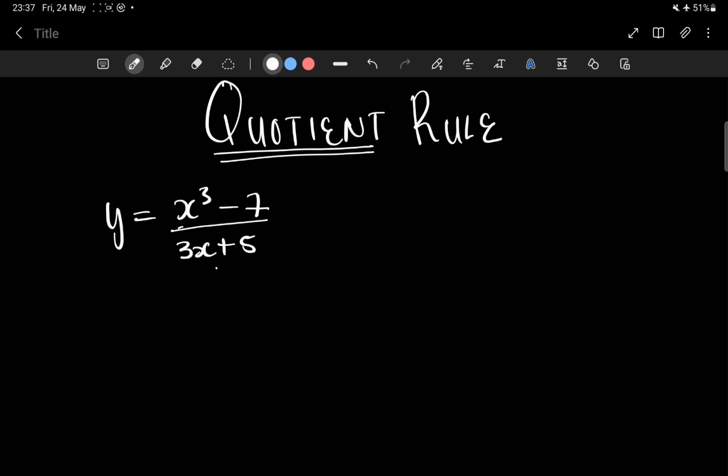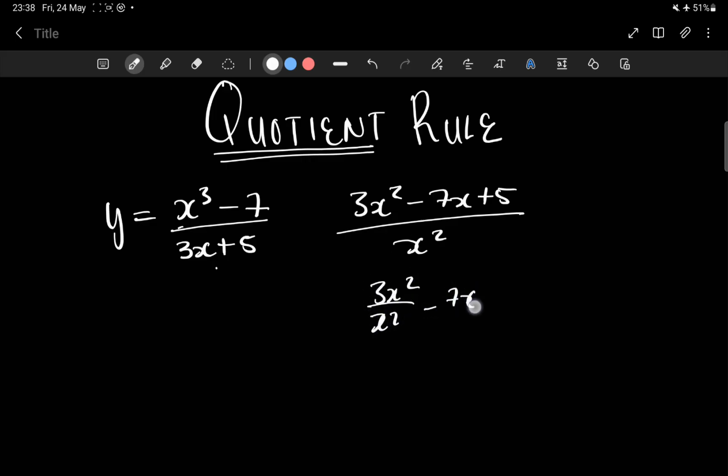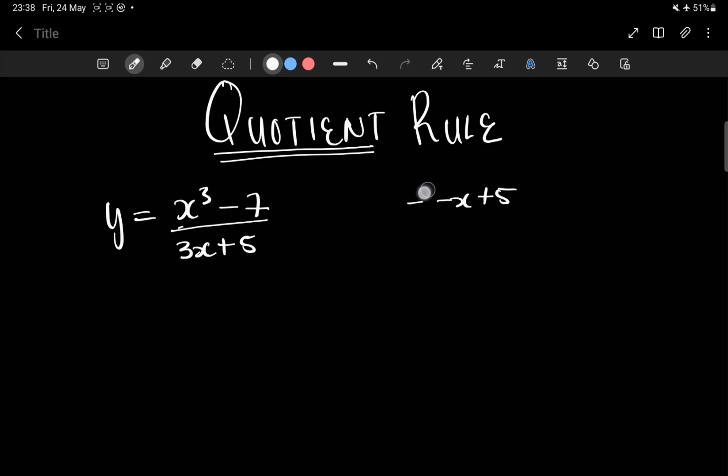It's different from what we saw in the very first example, where you had 3x squared minus 7x plus 5 all over x squared. When it's like that it is so easy because you just separate them: 3x squared over x squared minus 7x over x squared, and you can do it. But here it is different because it is over 3x plus 5, so to separate this and get something meaningful is not possible.